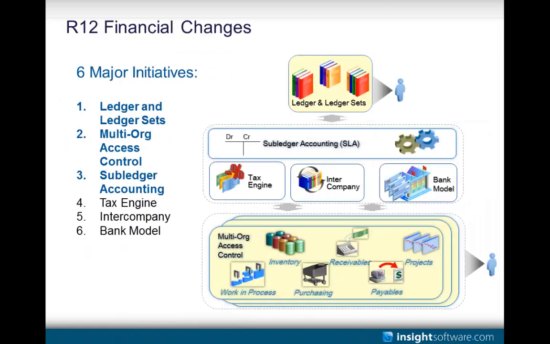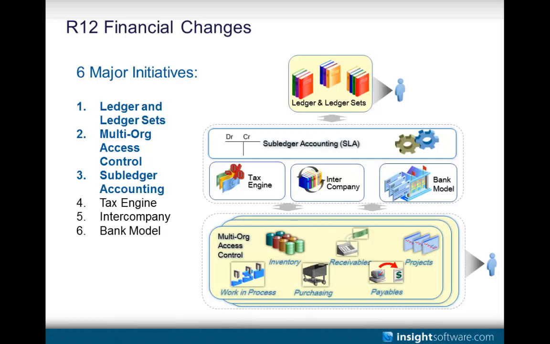So let's begin. With Release 12, there were really 6 major initiatives within the financials world. The first 3 had the biggest impact on reporting for us. So we're going to highlight those in the most detail, but we'll mention the remaining 3 as well. So the first one is ledgers and ledger sets. So set of books have been replaced with ledgers in Release 12. We no longer have an SOB, we now have a ledger and a ledger set.